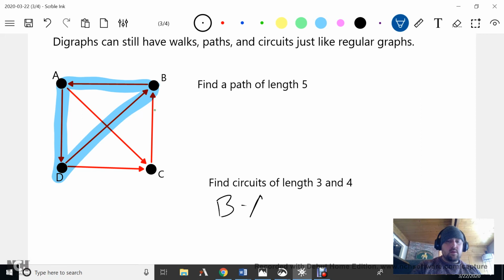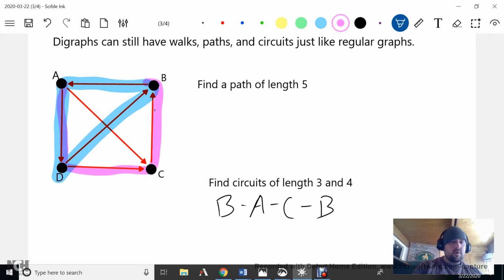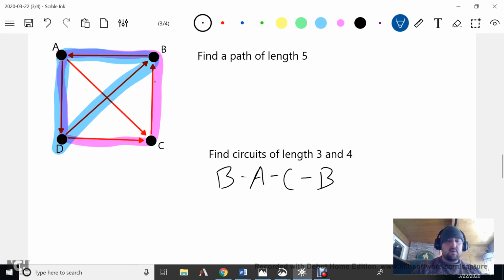So we could do B, A, C, B. And then to find a circuit of length 4, I think in this case we can actually just go around. 1, 2, 3, 4. So that would be A, D, C, B, A.